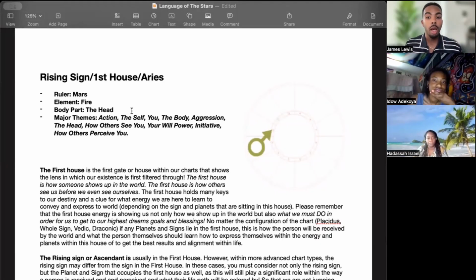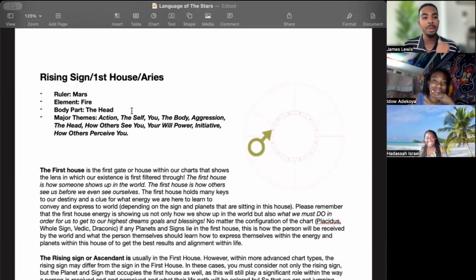Now, the ruler of the first house is Mars. The element of the first house is fire. The body part associated with the first house is the head. All right. Now, the major themes that come out of the first house are going to be action. That's the most important one. If I could stop there and move on, that's the seminar right there.